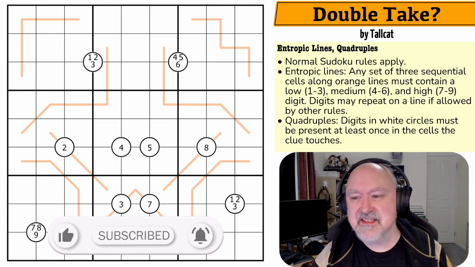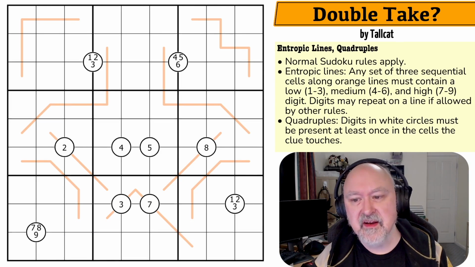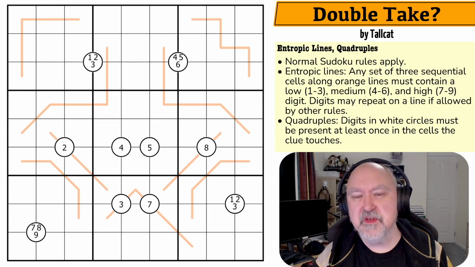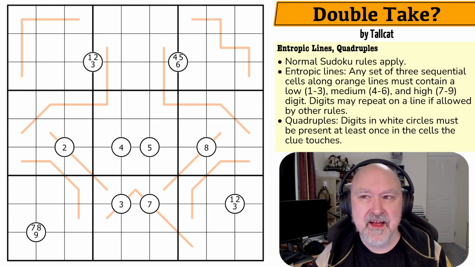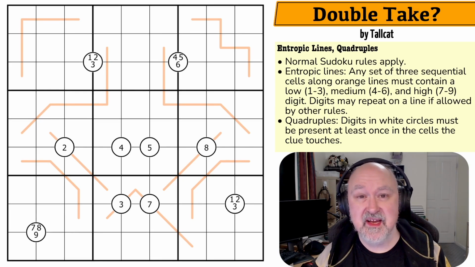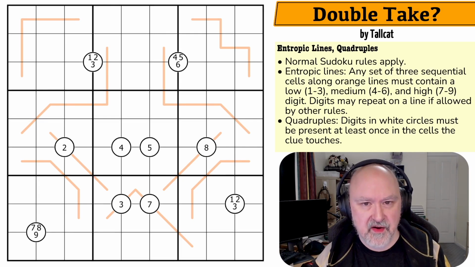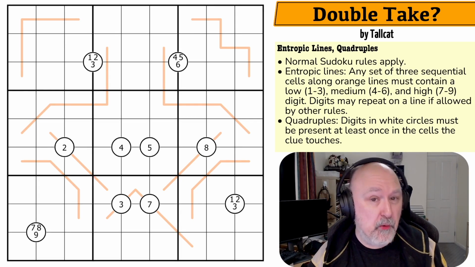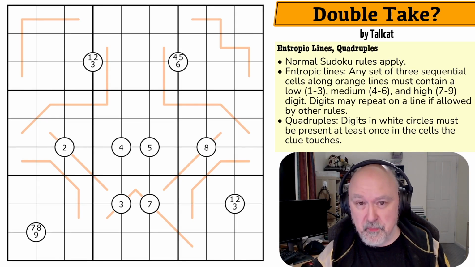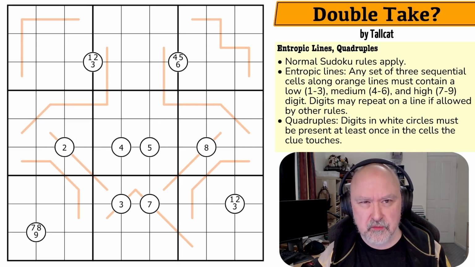So this is Double Take by Tallcat, an Entropic Lines Quadruple puzzle, which is part of a... it's kind of hard to explain. There are two puzzles in this set, and I'm planning on doing the other one tomorrow. But they're both called Double Take by Tallcat. So when you solve one of them, the solution counter for both of them goes up. So if you solve both puzzles, you contribute 2 solves to the actual solve counter.